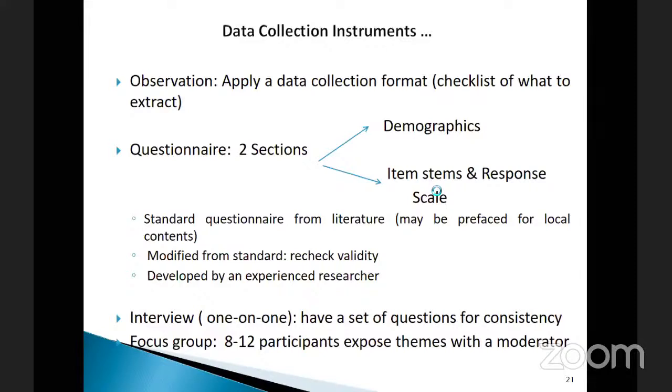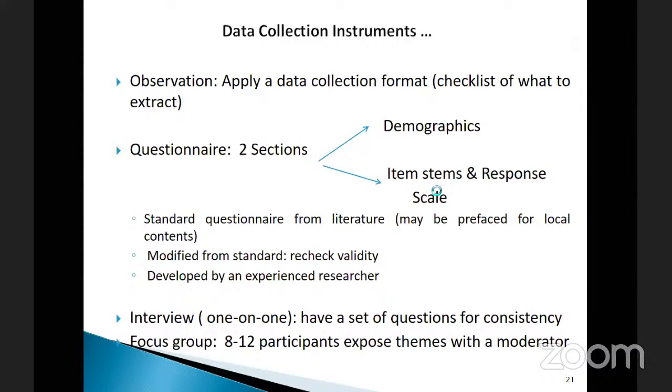If you don't have a data collection format that says for patient A, you must collect the age, the sex, maybe the diagnosis, the drug, and so on, you won't be able to analyze or compare the data you are collecting. So you must have a uniform format that says for each prescription, these are the parameters I'll be collecting data on. That's what we mean by a data collection format or a checklist that will guide you as to what to extract.